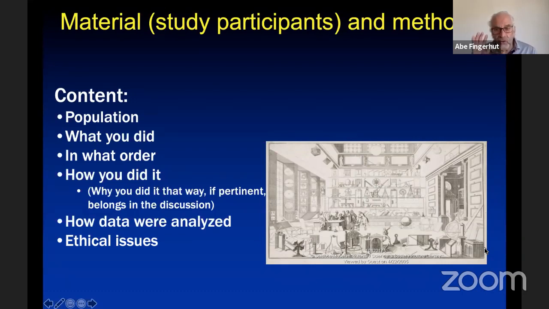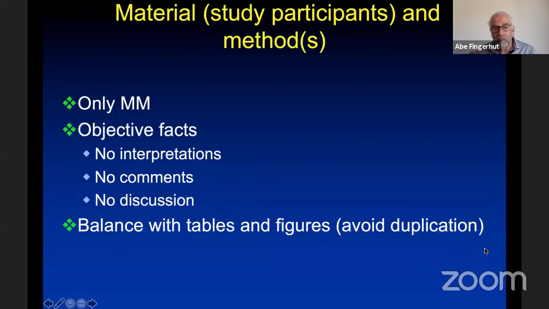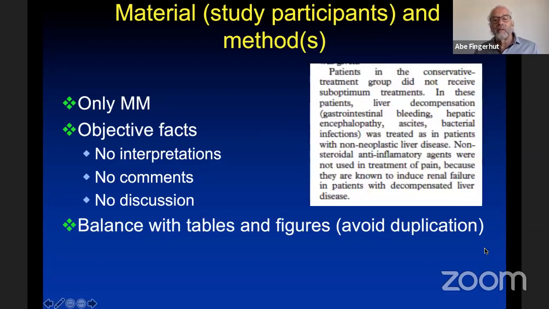Material and methods is very short. Only material and methods, no interventions, no interpretations, no comments, no discussion, just objective facts. You can balance that somewhat with the tables and figures, but you have to avoid duplication between the two. No, I'm not going to show this example. We don't have enough time.